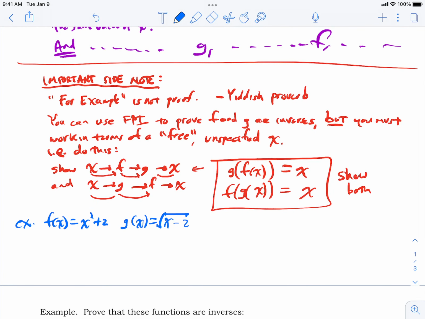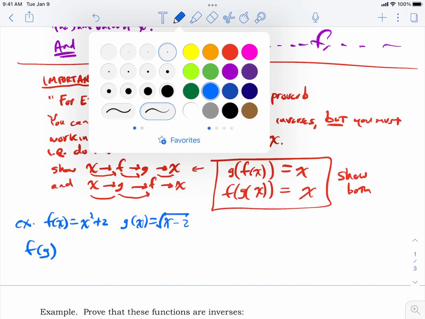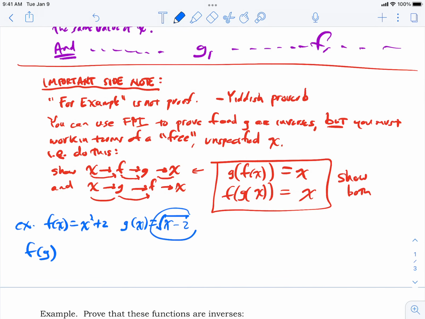Well, you have to go like this. You have to plug f into g. Plug g of x into f of x. And what have I got here? Well, that would mean taking this g function and using it as the input for the f function. So where I see the x, I'm putting the entire square root of x minus 2 thing. Now that input is supposed to get squared, and then you add 2.